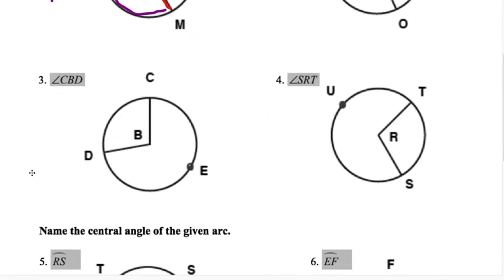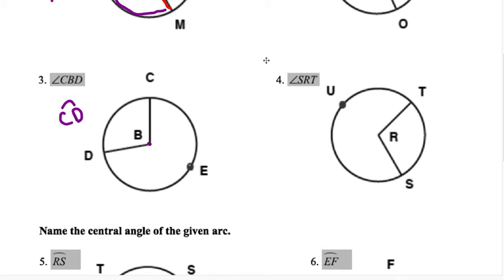Angle CBD. Please note, we seem to be going with the first and the last, excluding the vertex. By the way, the vertex, because it's a central angle, is, that's right, the center of the circle. So we'd say that this is circle B, because that's what its center is.